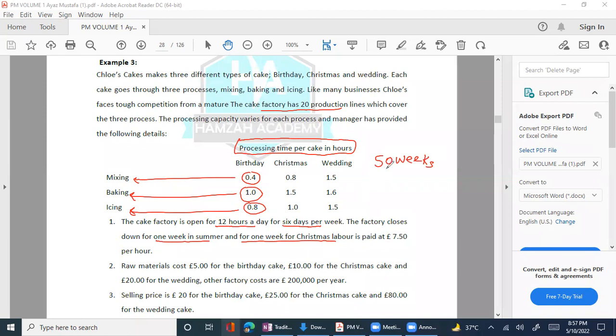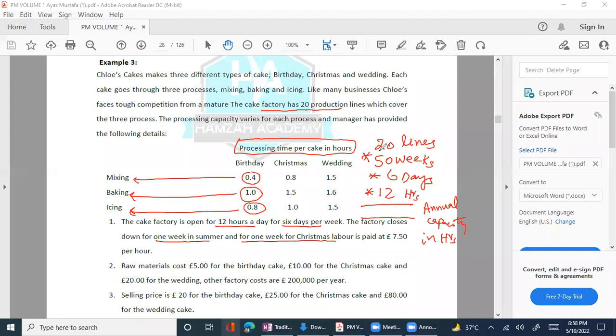So this is your total weeks, and 6 days in a week, and 12 hours in a day. So if we multiply all, we will get our total capacity in hours. How much? And remember to multiply the 20 as well, because there are 20 production lines. So multiply the 20 as well.